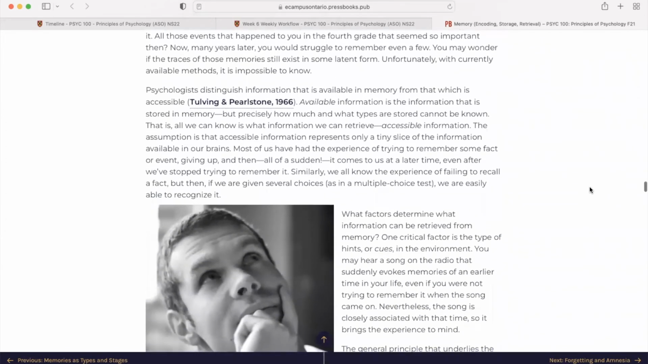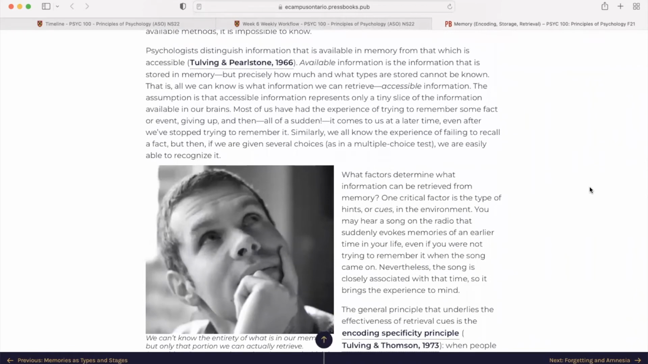Psychologists distinguish information that is available in memory from that which is accessible. Available information is information that is stored in memory, but precisely how much and what types are stored cannot be known. That is, all we can know is what information we can retrieve, accessible information. The assumption is that accessible information represents only a tiny slice of the information available in our brains.